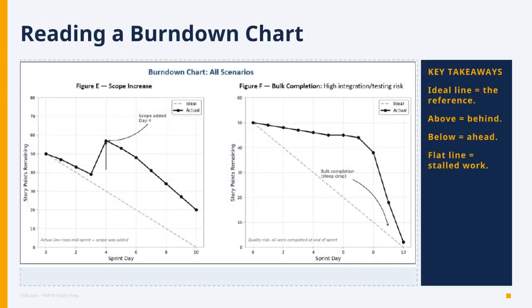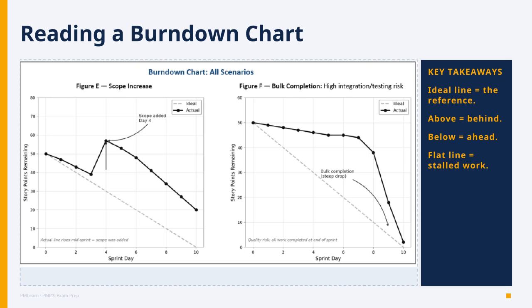Let's actually read one. Observe first. What's on screen? The gray dashed line is the ideal. The solid line is the actual. X-axis is the sprint day. Y-axis is story points remaining. Now interpret. Wherever the actual sits above the ideal, the team is behind. Below, ahead of schedule. Apply it on a real project. If that solid line goes flat for 2 or 3 days, something is blocked. That's your cue to dig in at the daily stand-up.